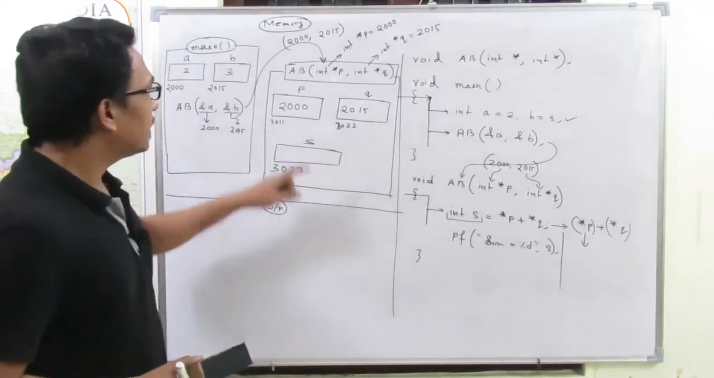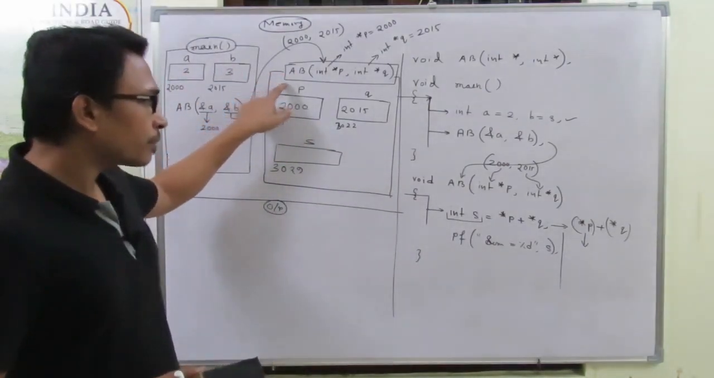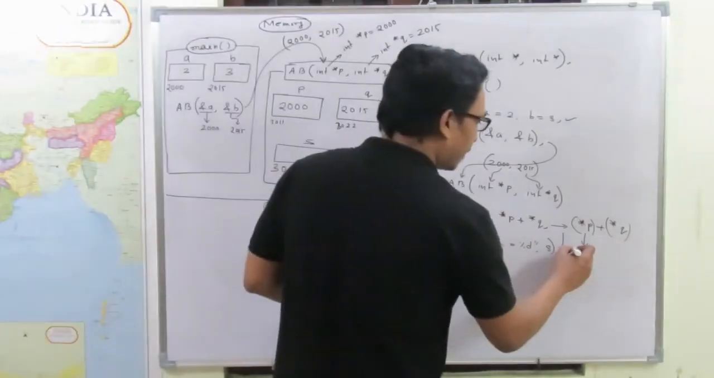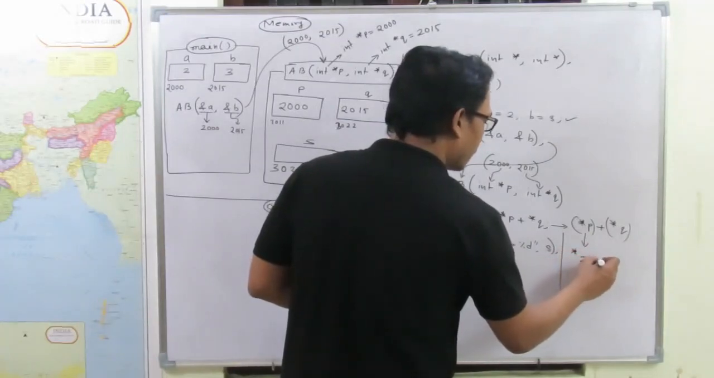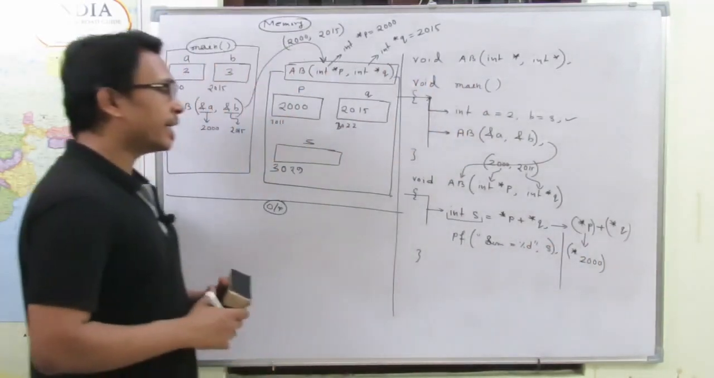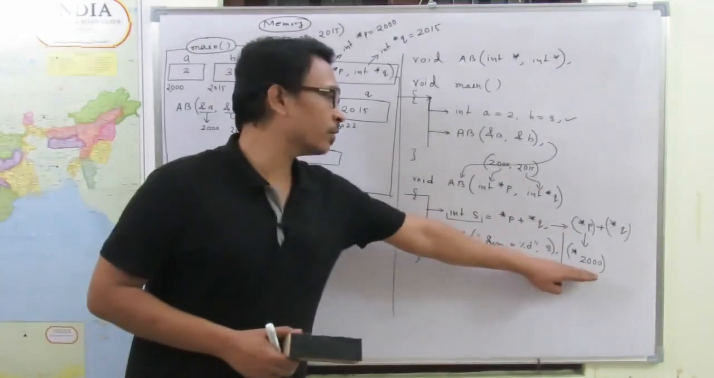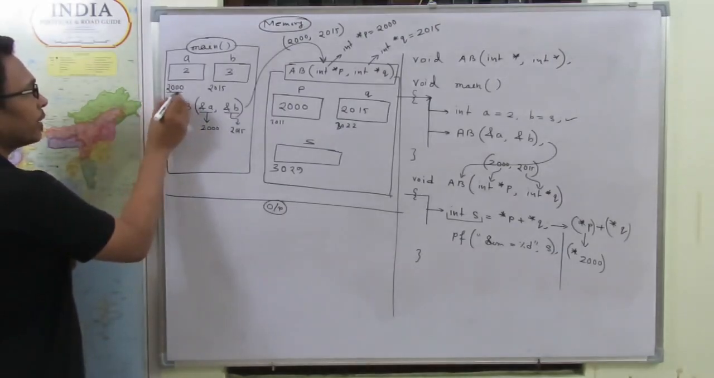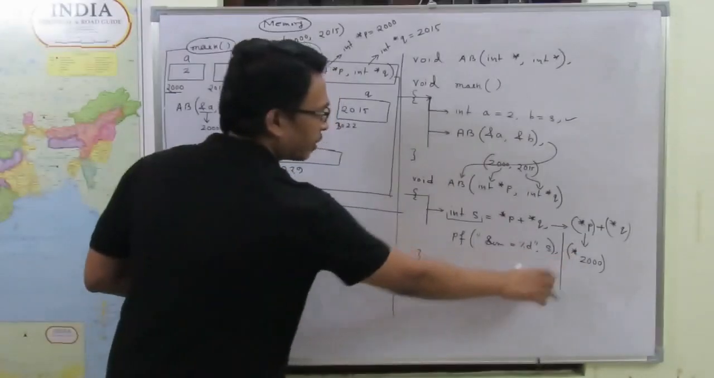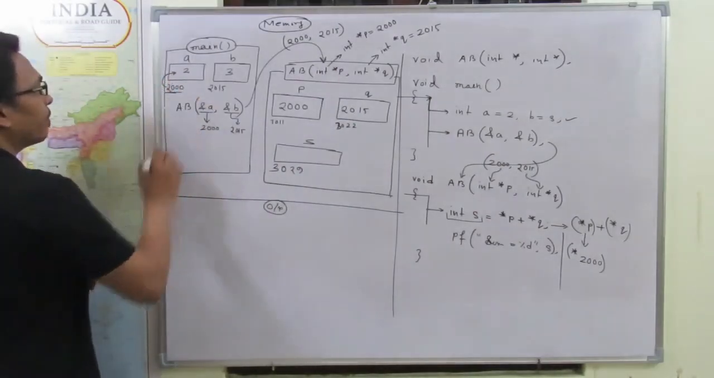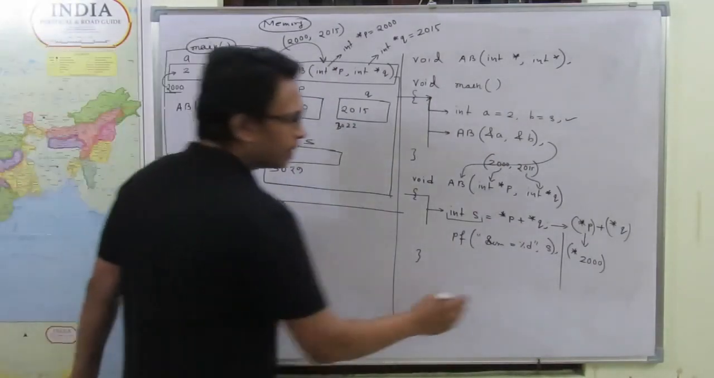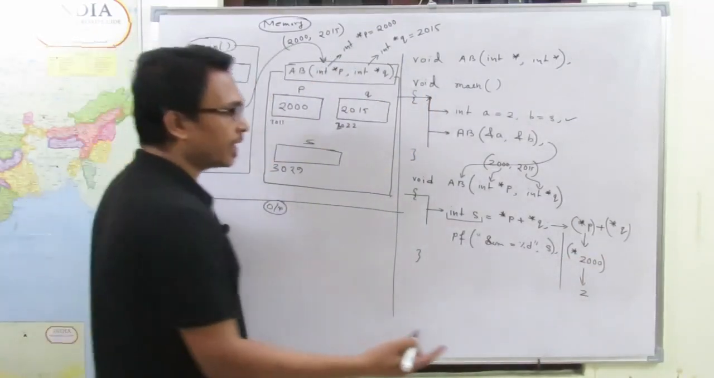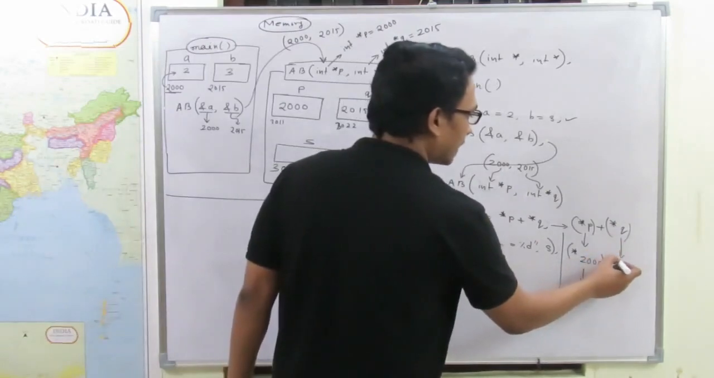Look, inside this ab function, the content of p is 2000. That means it will become *2000. Now what is this 2000? 2000 is the address of this particular memory block. So the system comes here, and when it encounters the indirection operator, it enters inside the memory block and gets the value 2. That means *2000 gives us 2. Clear?